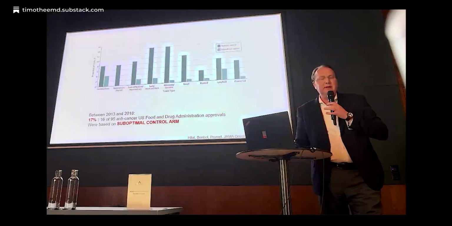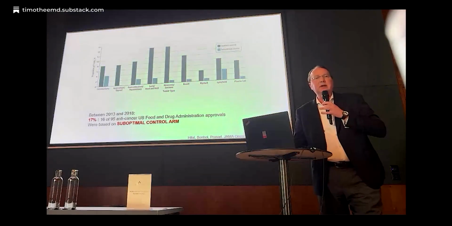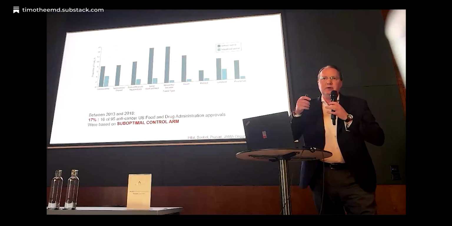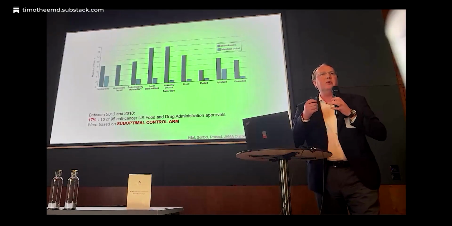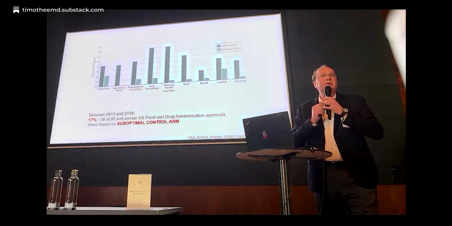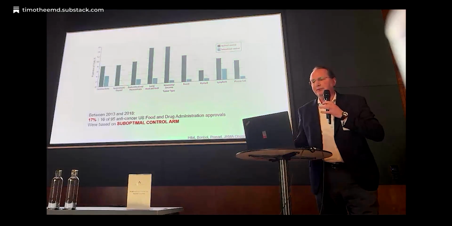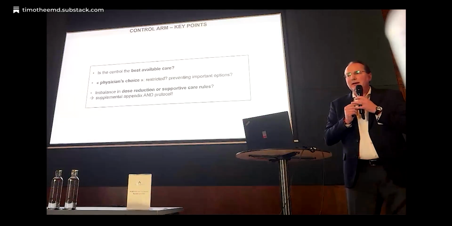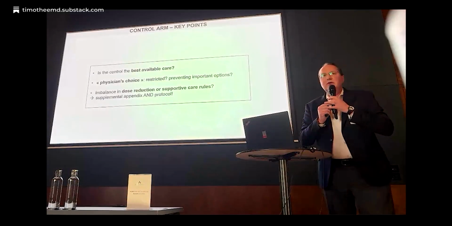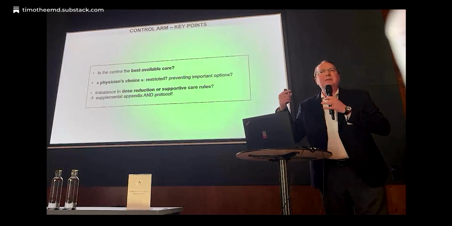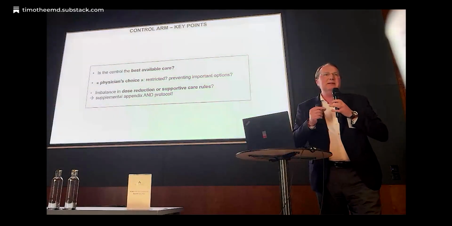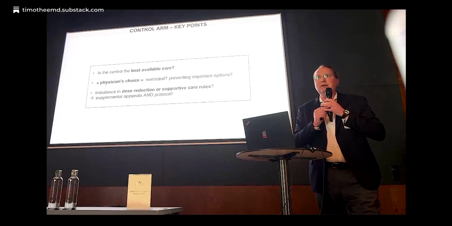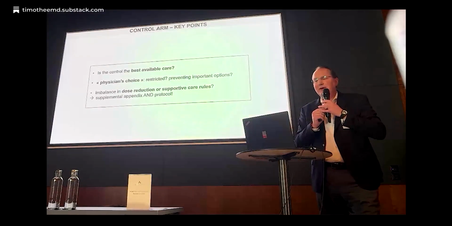This was also a study from 2013 to 2018 for registration trials in the FDA, and it was seen in 17%, so almost 1 out of 5 trials used a suboptimal control arm. So here are my key points about the control arm. You should always ask yourself, is it best available care? Physician choice is very often what you will be seeing in a New England Journal of Medicine paper. I think you all know that.